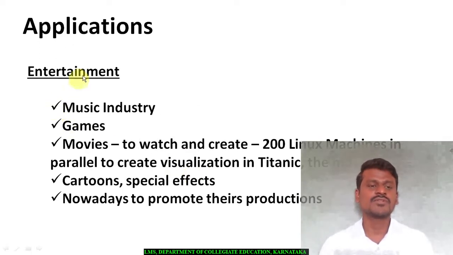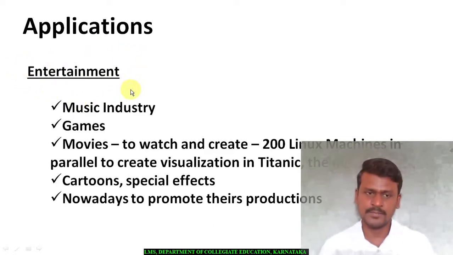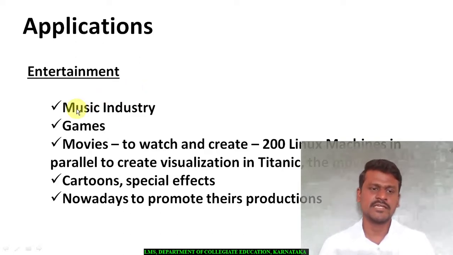Next application is the most important one, that is entertainment. This is an industry where most of the softwares are developed, right? First is the music industry. For example, you may have heard of Saavn, an application for listening to music. YouTube is for watching movies, or you can also use Amazon Prime and Netflix. There are multiple applications where you can get entertainment through the internet, right? For that also, computers are used with the help of these applications.